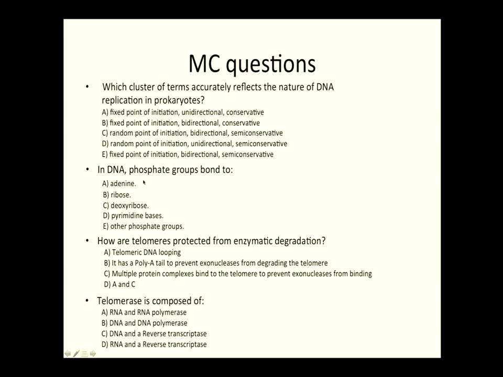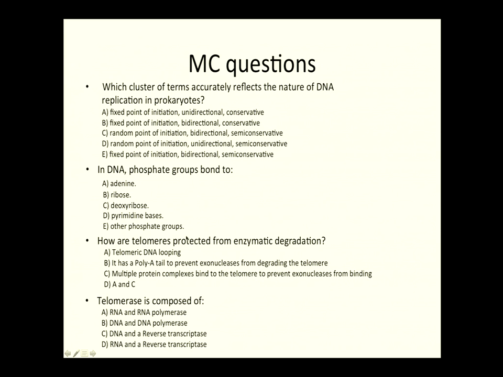No? Okay, so number 2: in DNA, phosphate groups bond to... Does anyone have the answer? Yeah, C, right? Your 5' phosphate group will be attacked by the 3' hydroxyl group of the deoxyribose from the previous nucleotide. Does that make sense?